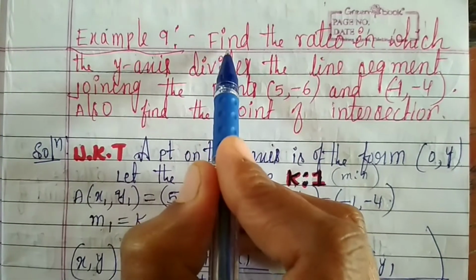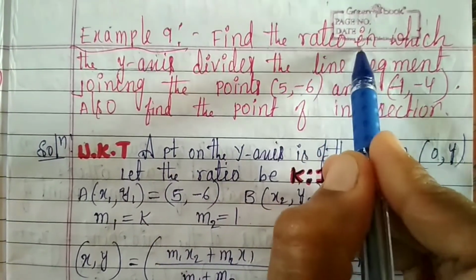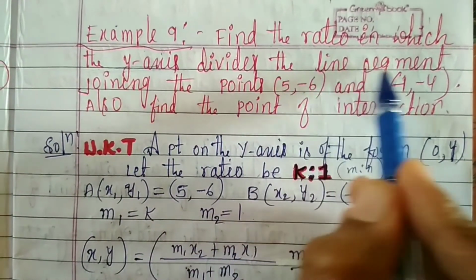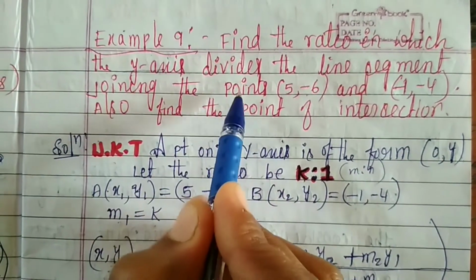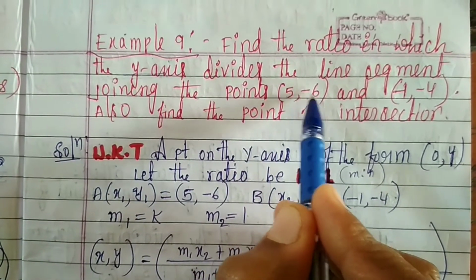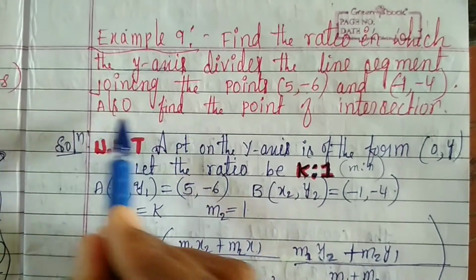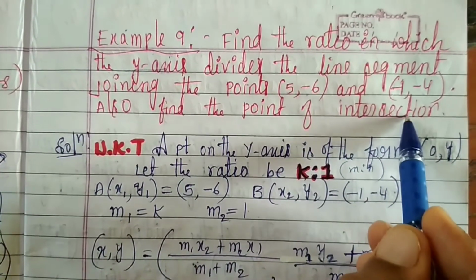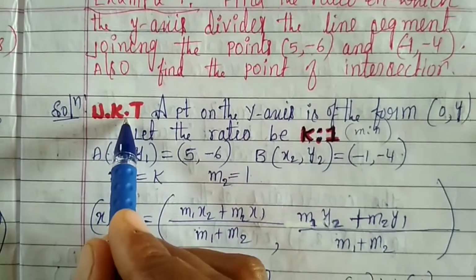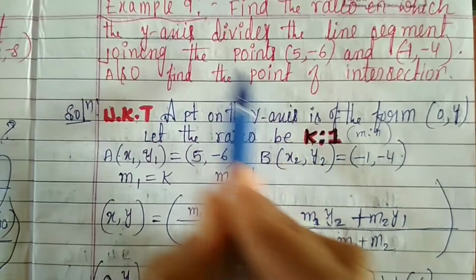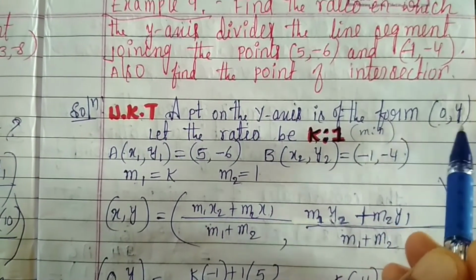Example 9. Find the ratio in which the y-axis divides the line segment joining the points 5, minus 6 and minus 1, minus 4. Also find the point of intersection. Solution. We know that, dear students, the y-axis is of the form 0, y.